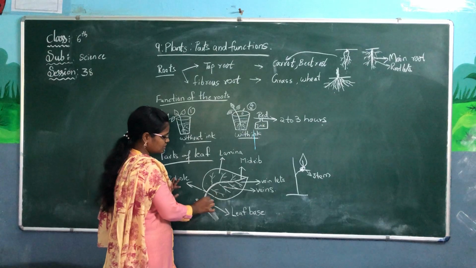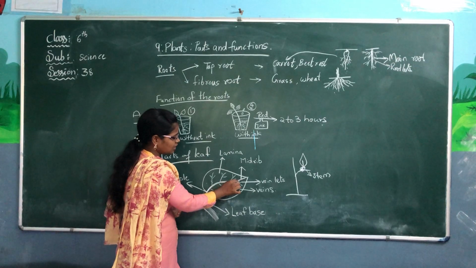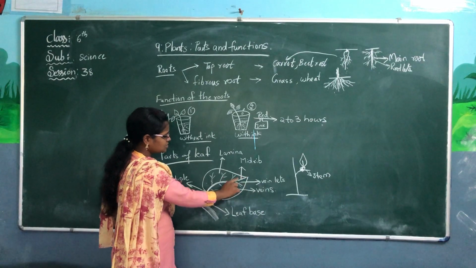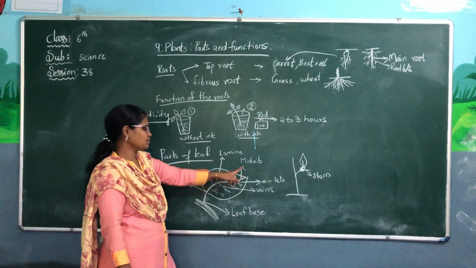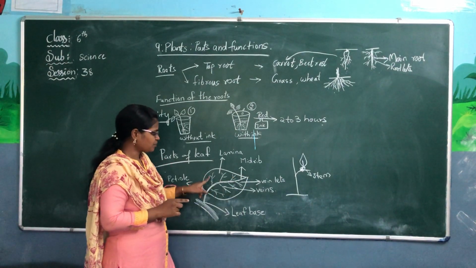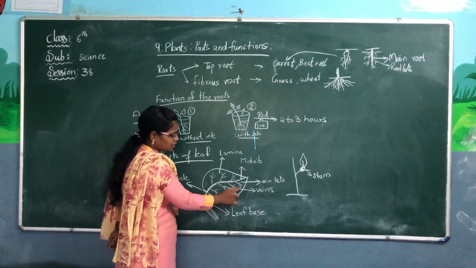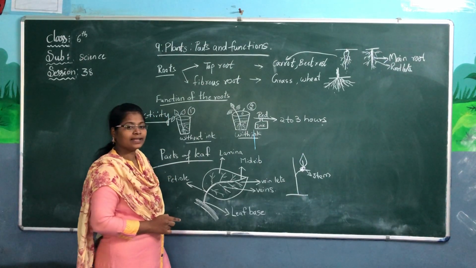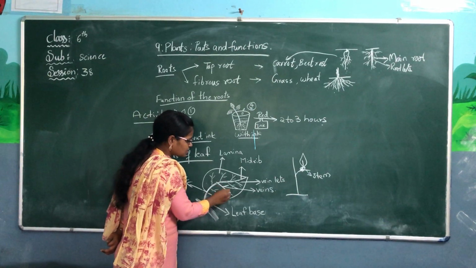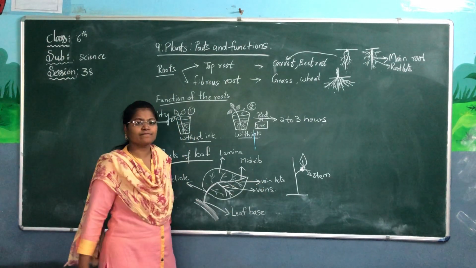Now you will see this structure. This is called the midrib. A thick line going straight in the middle of the leaf, from this end to this end. Mid means middle, so midrib. From the midrib, other line-like structures are coming. They are veins. From these veins, again you will see some network-like structures covering the leaf completely. They are veinlets.